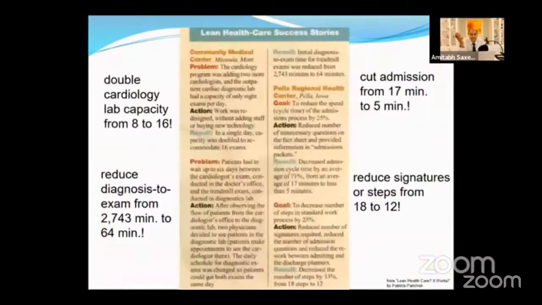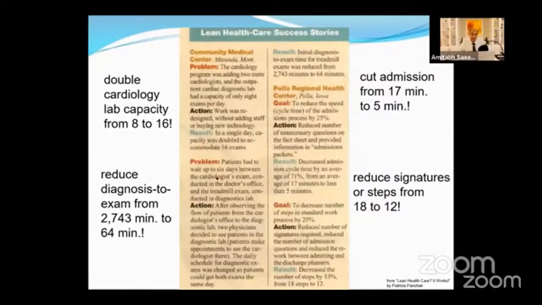Another example is, okay, before that, I'll tell you some of the things which we did using these waste reduction principles. We doubled the cardiology lab capacity from 8 to 16. We redesigned the workflow. Earlier, the cardiology program was adding 2 more cardiologists, and the outpatient cardiac diagnostic lab had a capacity of only 8 exams per day. We redesigned the process and we were able to double the capacity. Reduced the diagnosis time from 2000 minutes to 64 minutes.